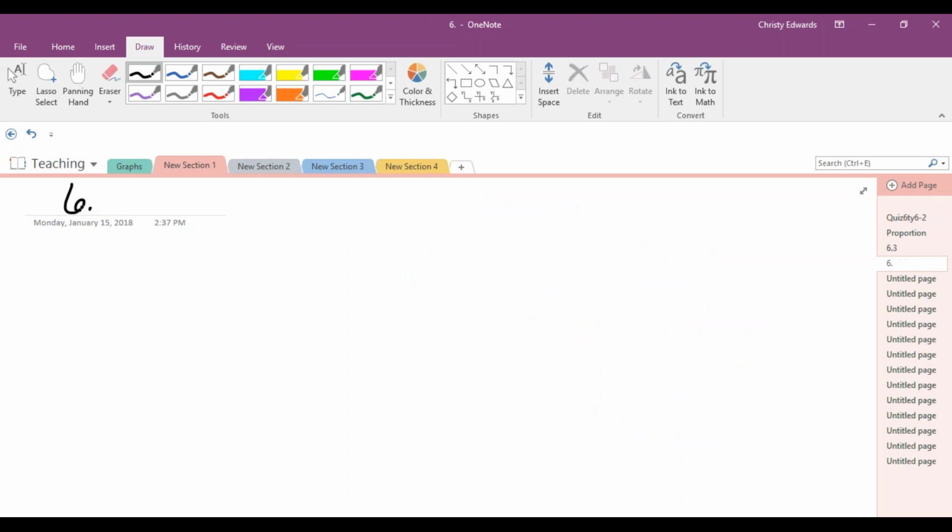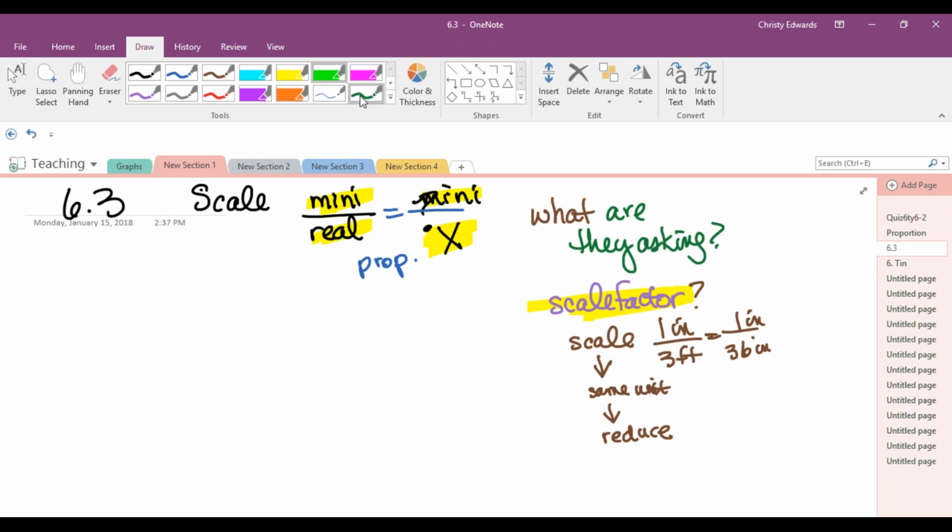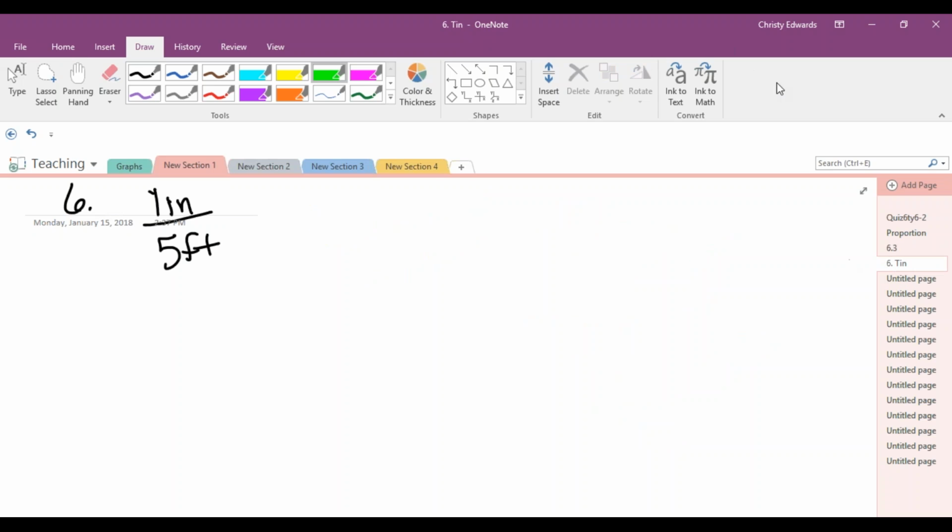First question is number 6. What's the scale factor? Back to that scale factor question. Number 5 got you the answer to the scale. If you got that right, you realize that it's 1 inch to 5 feet. Perfect, Emily. Now, the scale factor, going back to what I just said, is for you to take that scale, get everything in the same unit, and reduce if possible.